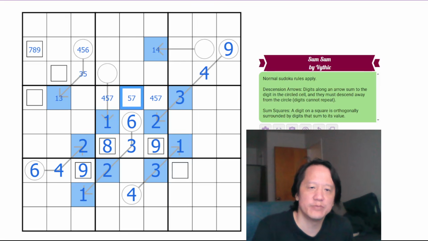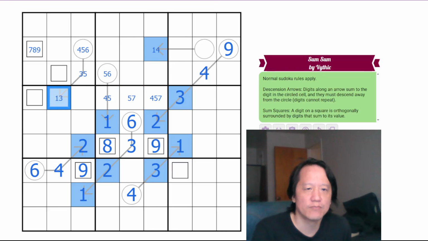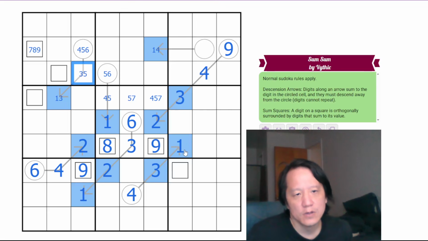And this can't be 4 because of 4 in the column. 1 and 4 add up to 5, 1 and 5 add up to 6, 1 and 7 add up to 8, but this can't be 8 because of 8 in the column, so this can't have a 7 there. This is already 4 here.